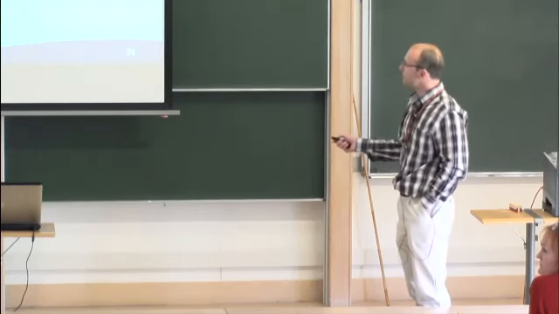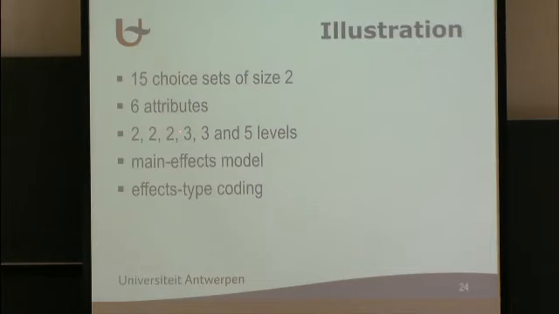So that means that for these 3 attributes with 2 levels, we need to estimate 1 parameter. For these 2 attributes with 3 levels, we need to estimate 2 parameters, and for this attribute with 5 levels, we need to estimate 4 parameters.